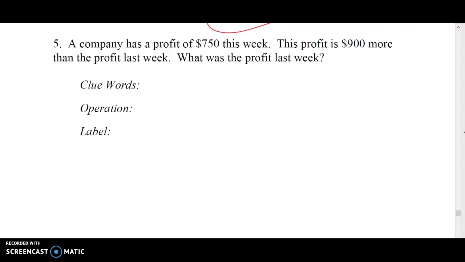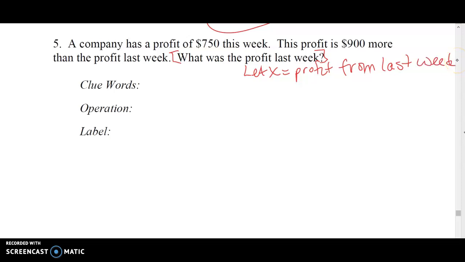Okay, so step one when we're doing this is you need to think about what the question's asking you to find. It's literally going to be this last piece here. What is the profit from last week? That's what your variable is going to represent. So you're going to say let x equal whatever the question is asking you to find. So let x equal profit from last week. So that's our let statement.